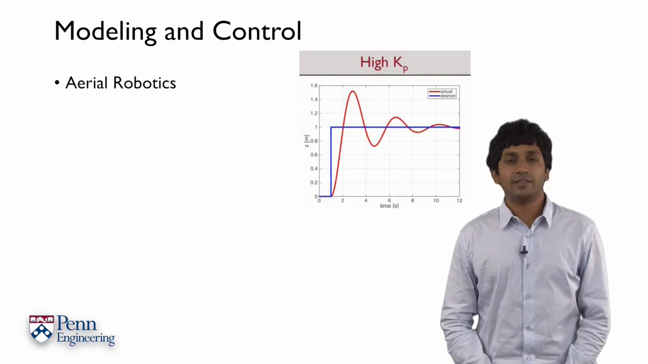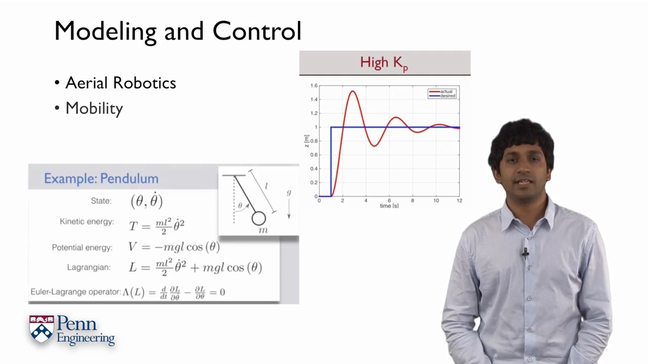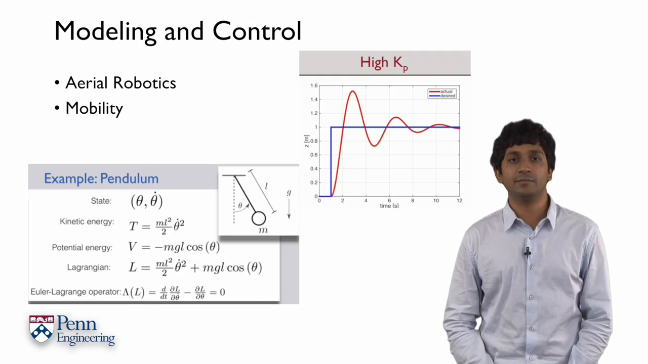The material that you've learned in the previous courses in the specialization will be applied to the specific problem. In terms of modeling and control, in aerial robotics, you've learned how to control simple systems such as a point particle moving in space. And in the mobility course, you've also learned to model much more complicated systems using Lagrangian mechanics. You'll pull in all of that knowledge here for the mobile inverted pendulum.